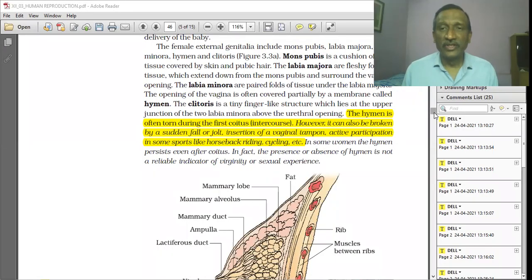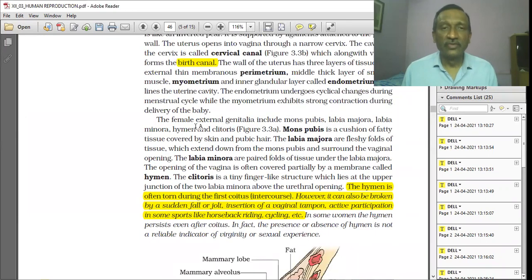Okay, so we were here in this paragraph. We have to start. The female external genitalia include mons pubis, labia majora, and labia minora. Now, mons pubis is a fatty deposition found on the pubic region, just below the abdomen, giving a sort of cushiony appearance. It has no role in reproduction.